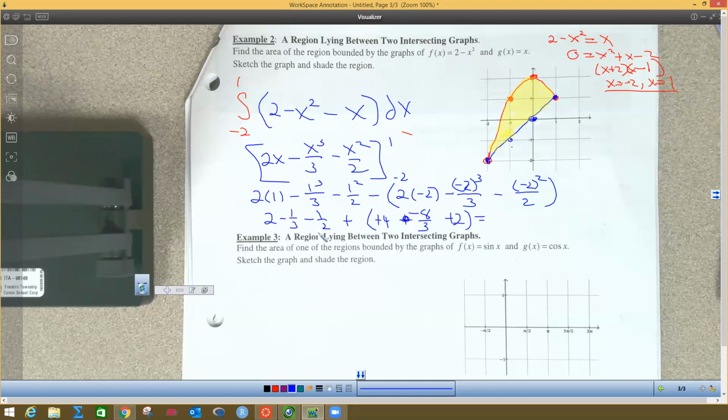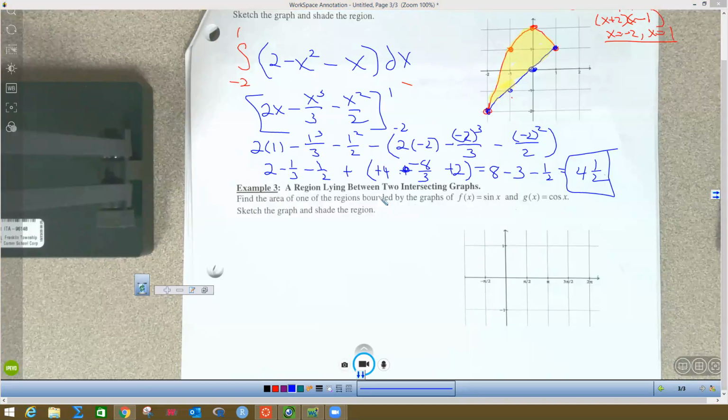So I'm going to combine all of my integers. So 2 plus 4 plus 2, that's 8. And then I got negative 1/3 minus 8/3, that's minus 9/3, which is minus 3. And then I got minus 1/2. So 8 minus 3 is 5. 5 minus 1/2 is 4.5, or 9/2. But that right there is going to be the area of that part. Okay, I'm going to go on to the next problem.